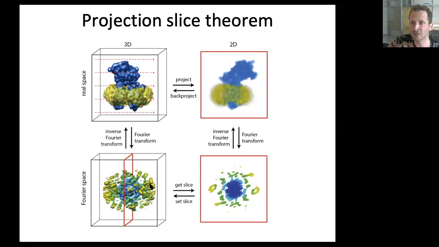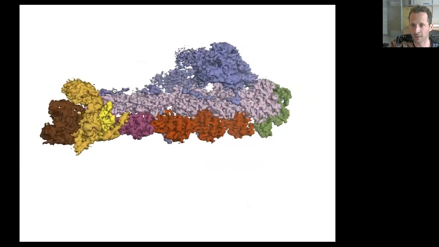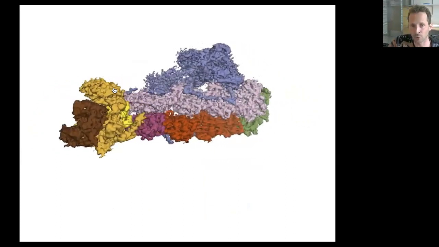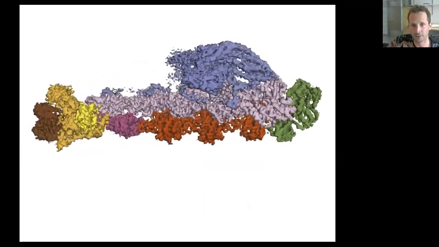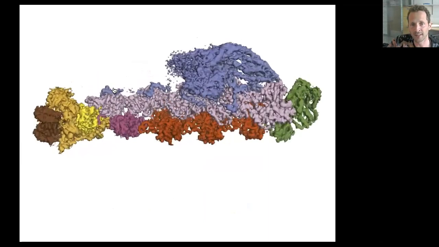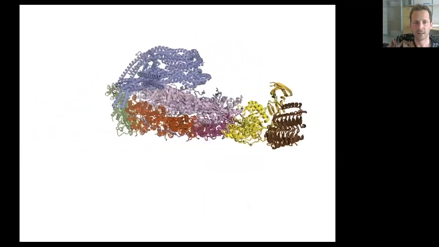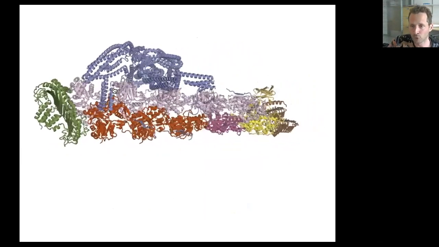You populate the entirety of 3D Fourier space, and then all you need to do is an inverse transform to get to the three-dimensional reconstruction. So for the object that I just showed you, which was this kind of elongated protein molecule, this is an example of a three-dimensional reconstruction. This molecule is called dynactin, and it is involved in the transport of molecules throughout the cells.